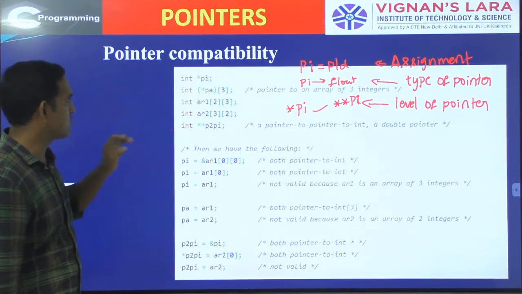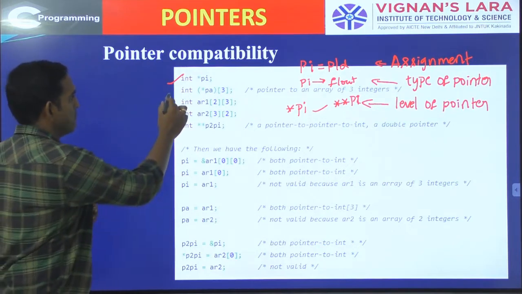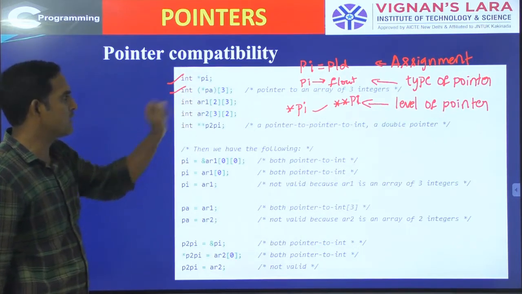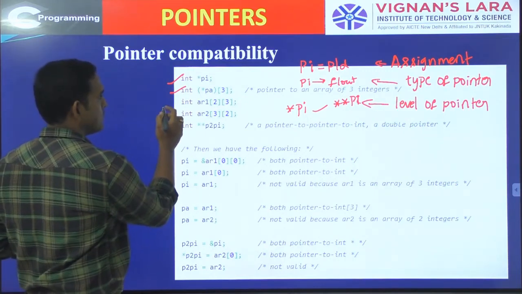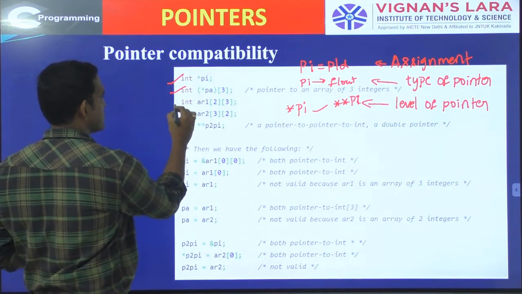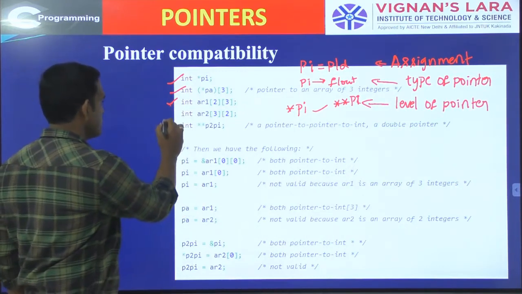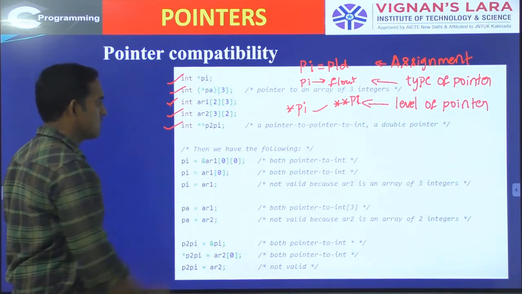So let's look at some examples where Pi is your normal pointer. Pa is a pointer to an array of 3 integers. Next, you are having array 1, array 2, then you are having a double pointer.